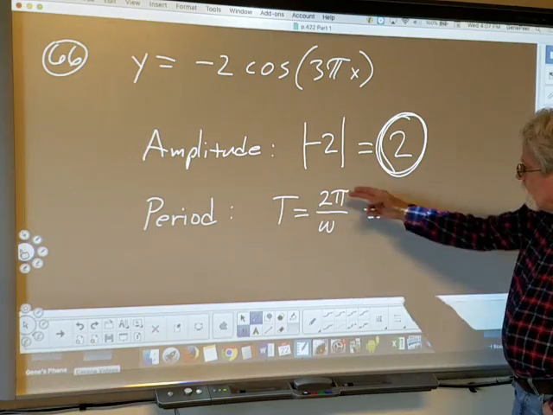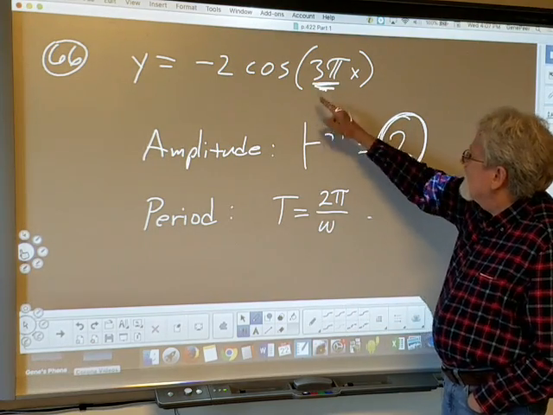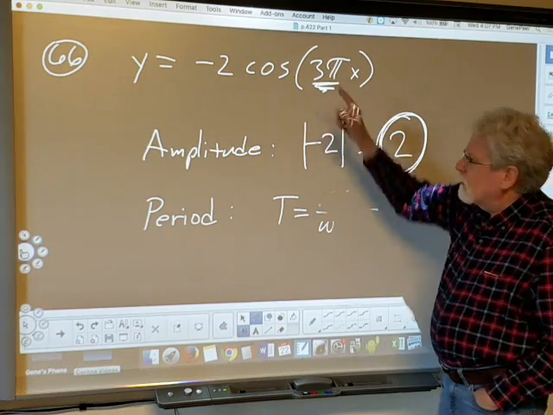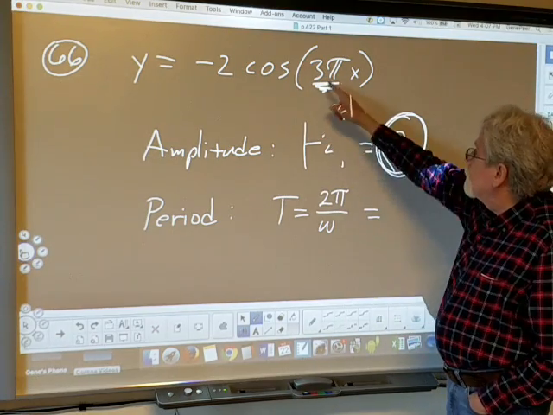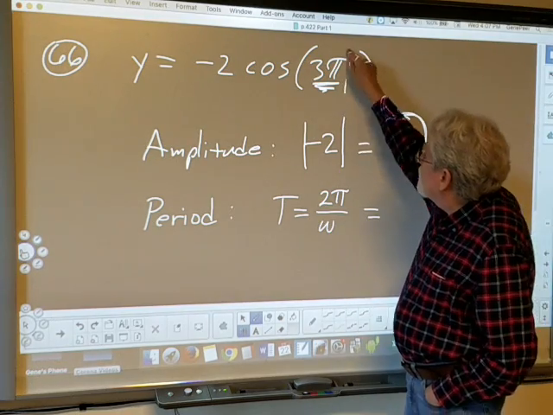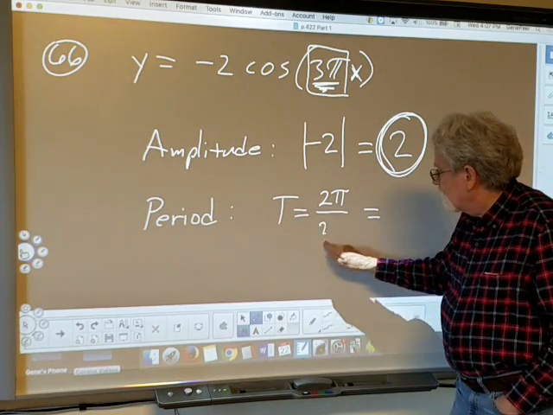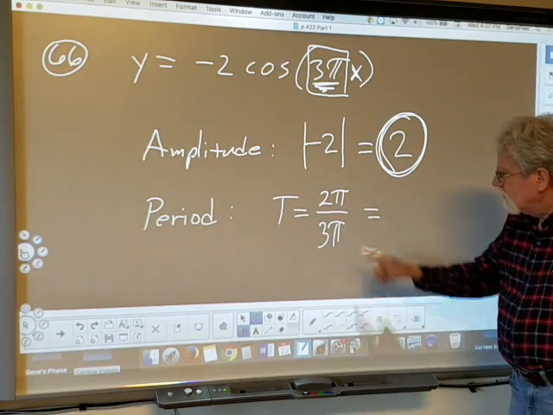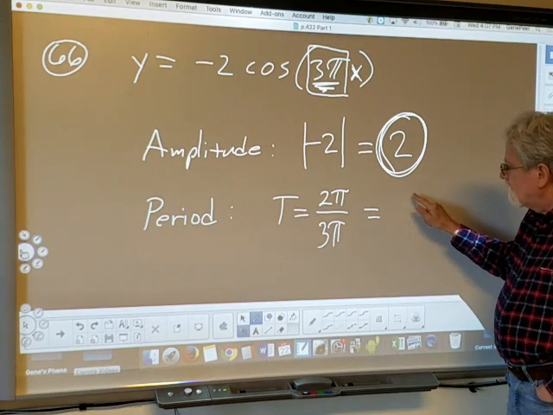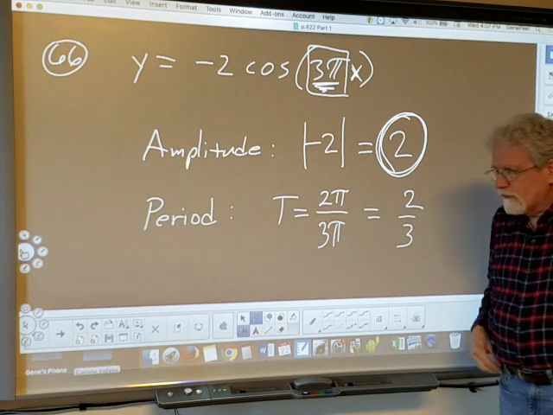What's the period? Well, 2 pi divided by omega. What's omega? Omega is 3 pi. Be careful. It might be tempting to just say 3, or it might be tempting to include the x. No, the omega is the coefficient of x. It is 3 pi. We put 3 pi down here. So what's that do? The pi's cancel. We have an amplitude, we have a period of 2/3. Done.